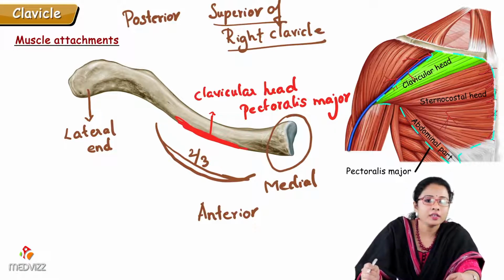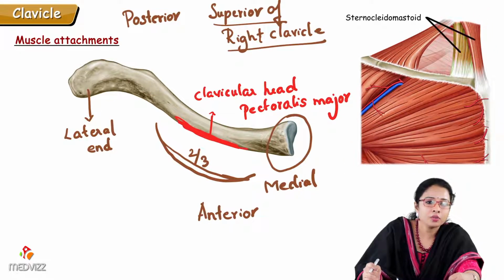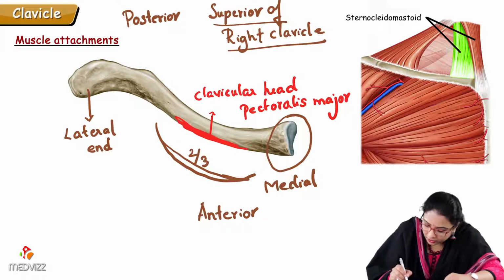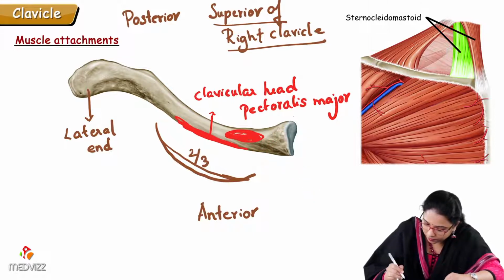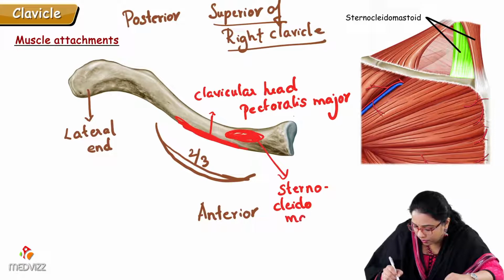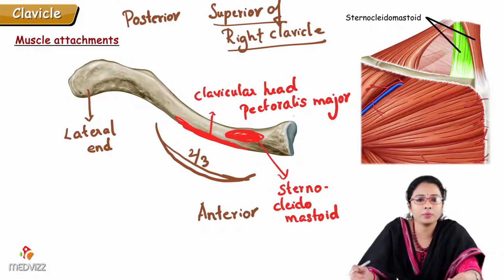Superior surface gives origin to the sternocleidomastoid medially. So medial 2/3 superior surface gives origin here to the sternocleidomastoid. Sterno, because it is getting origin from sternum also. Cleido means from the clavicle, and it inserts into the mastoid process.